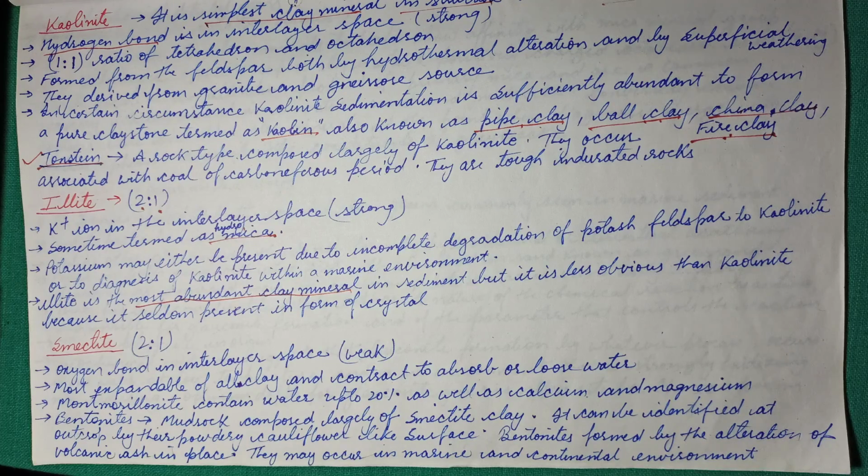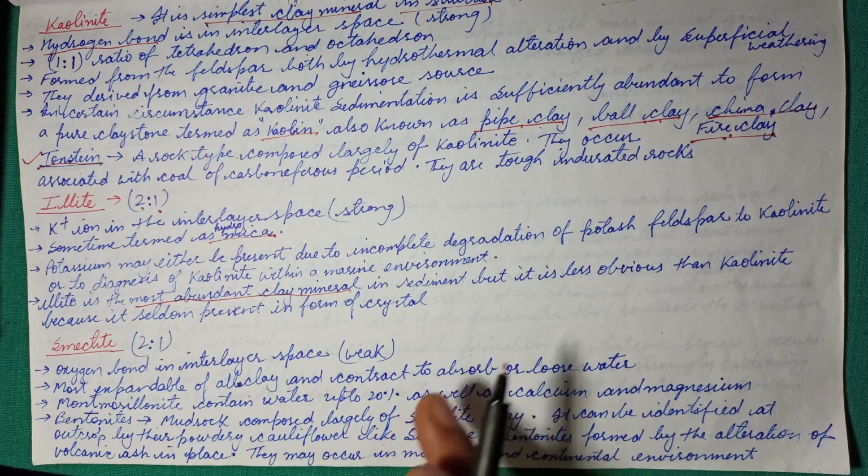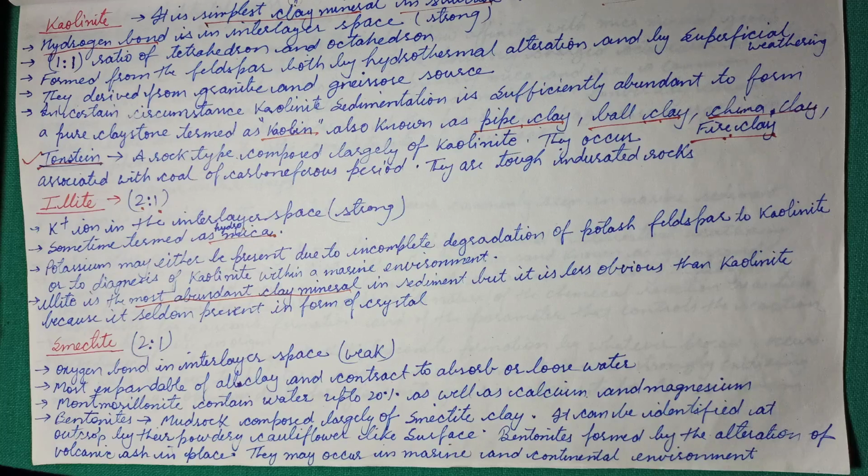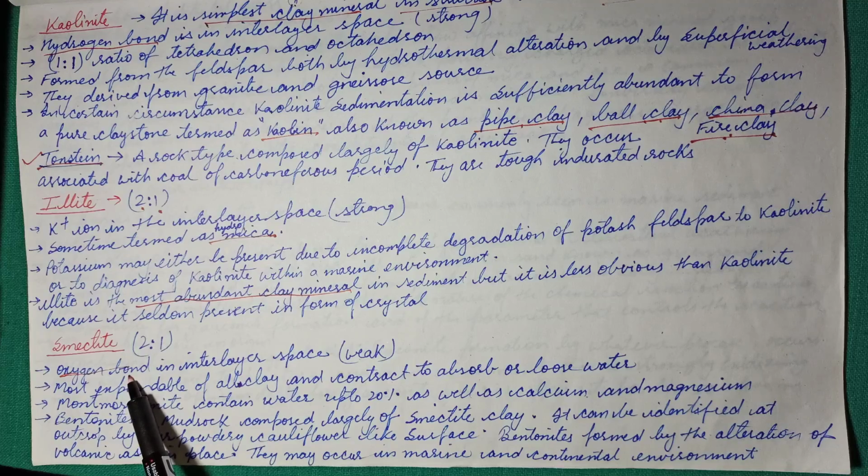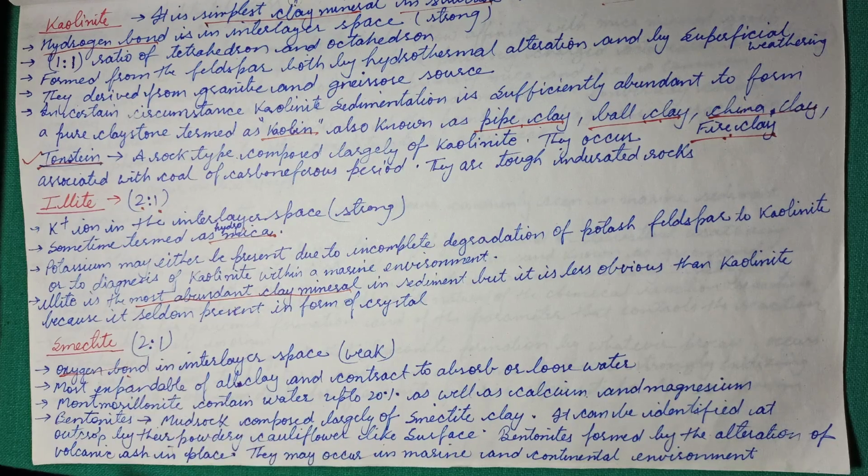To the extent I can, I am pointing it out. There may be something I forgot to point out, but it's your duty to find it. Okay, so here the smectite, oxygen bond is in the interlayer spaces. The bond is also important. What will be the interlayer spaces in the case of illite, in the case of smectite, in the case of kaolinite? They may ask, so it is important. What will be the configuration?